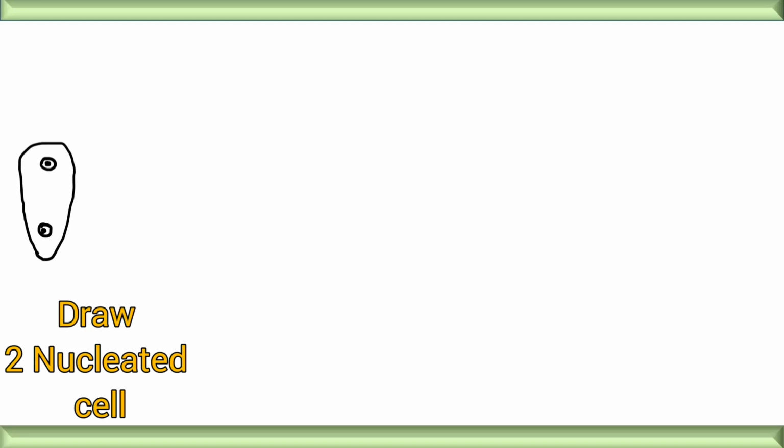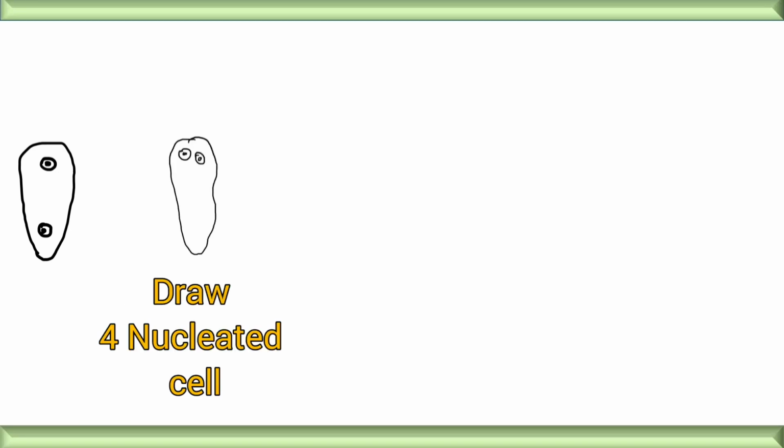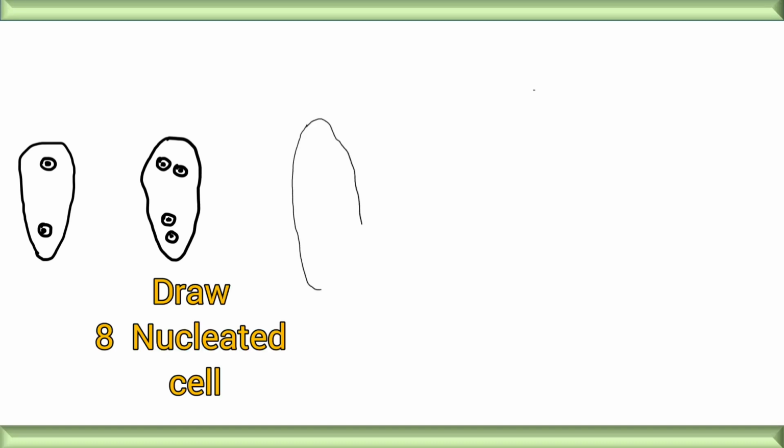So let's start. The first one, you will have to draw a spindle shaped cell with 2 nucleus as shown at the 2 ends. And the next one is a 4 nucleated stage. That is because from the 2 nucleated stage the cells undergo mitosis without the cell wall formation. And the third figure represents the 8 nucleated stage.